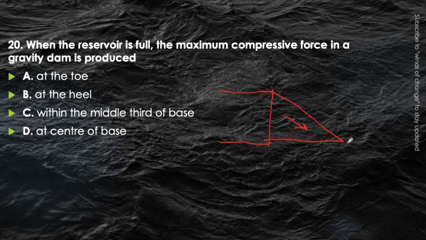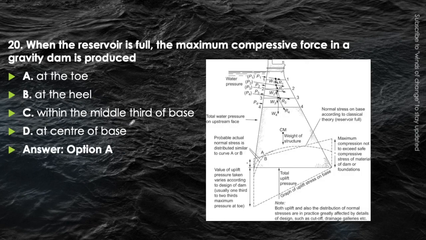It will be obtained at the toe, at this point. Okay, at this point you will obtain the maximum compressive force, because you can see here that if you take the moment from here and you find out the force at this point, then this will be the maximum resisting force that will be present here. So the maximum compressive force will be obtained at this point only. Okay, so option A will be the correct answer. This is the toe. At the toe of the dam you will obtain the maximum compressive force.